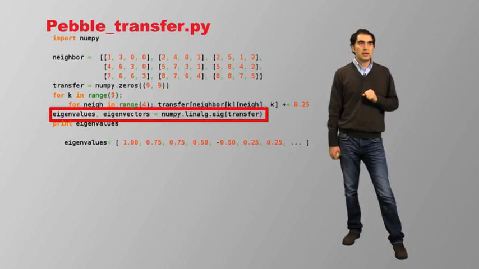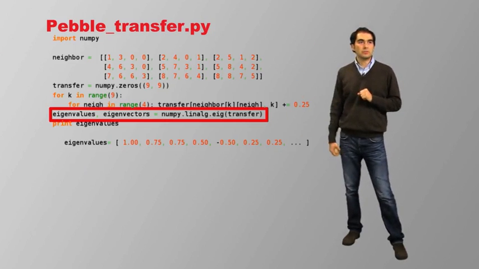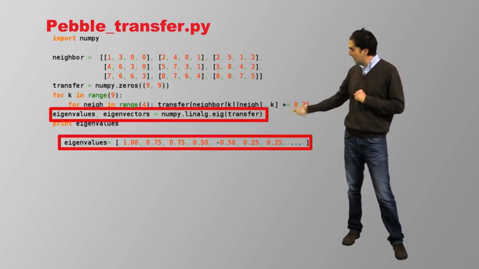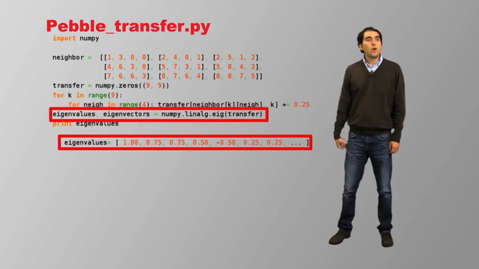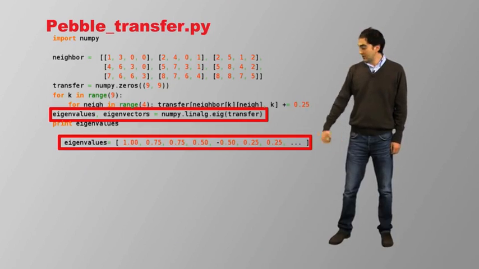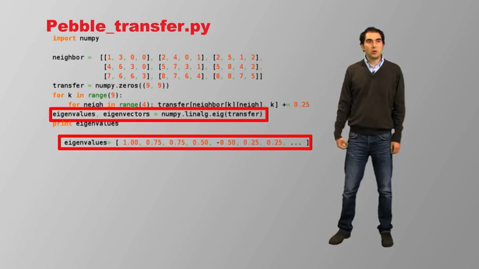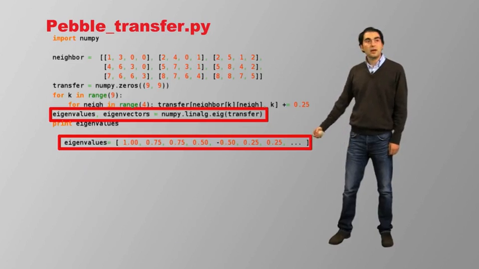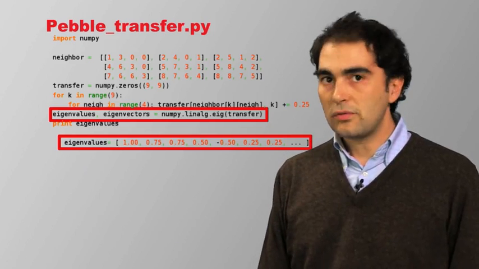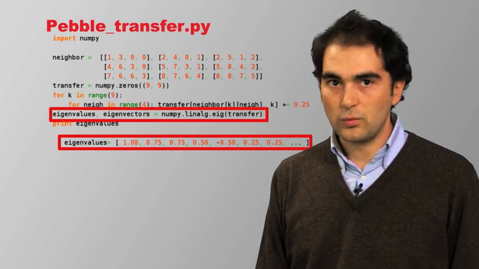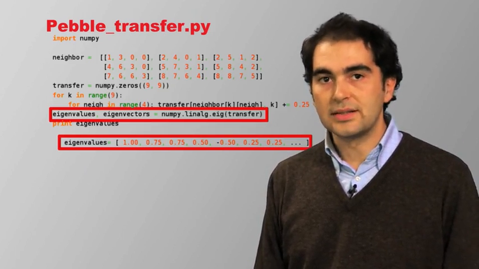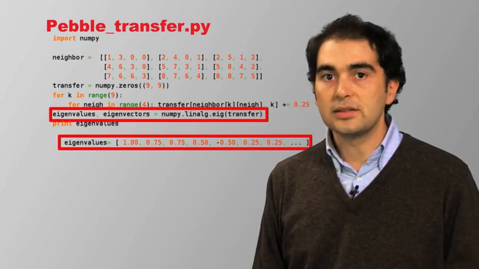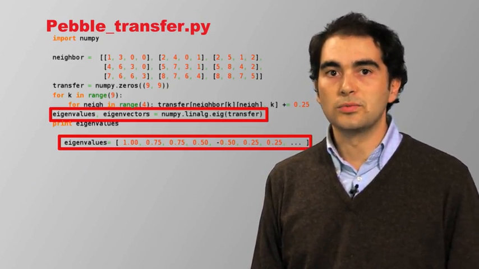Eigenvalues and eigenvectors can be computed in one line in Python, and this is the modified program transfer.py and the 9 eigenvalues of the transfer matrix. We see that 1 is the largest eigenvalue. The second largest eigenvalue is 0.75. Then we have 0.5 and minus 0.5. We have already understood that the eigenvalue 1 is associated to the equilibrium eigenvector. Now we will study what the other eigenvalues, and in particular 0.75, are good for.